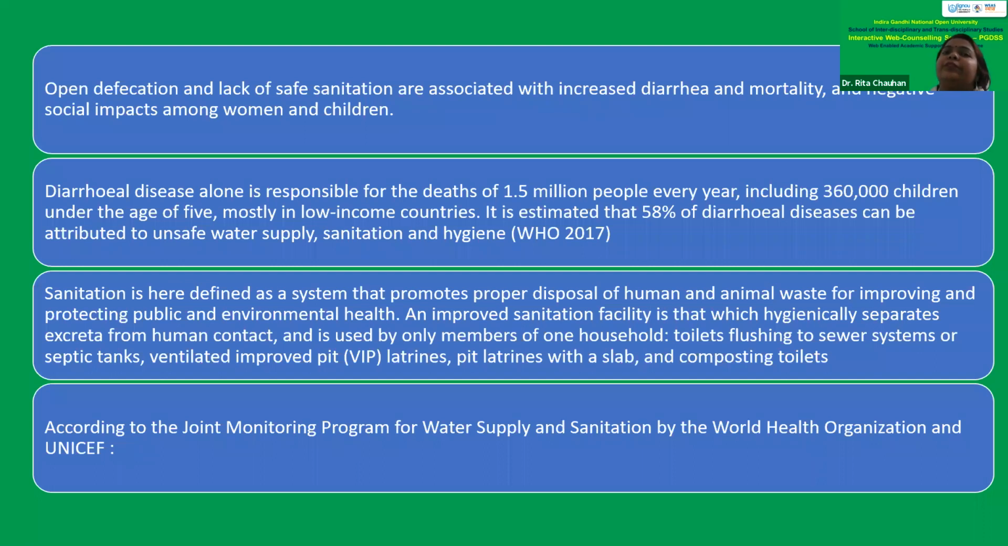Open defecation and lack of safe sanitation are associated with increased diarrheal disease and mortality, and negative social impacts amongst women and children. It is very important that we focus more on women, because children at a young age are associated with the woman or mother. They are more towards them. So when we educate women and inform them about hygienic practices, it will ultimately percolate down to the future generation also. And it is already known that under the age of 5, and mostly among low income people, most of the deaths are because of diarrheal diseases.